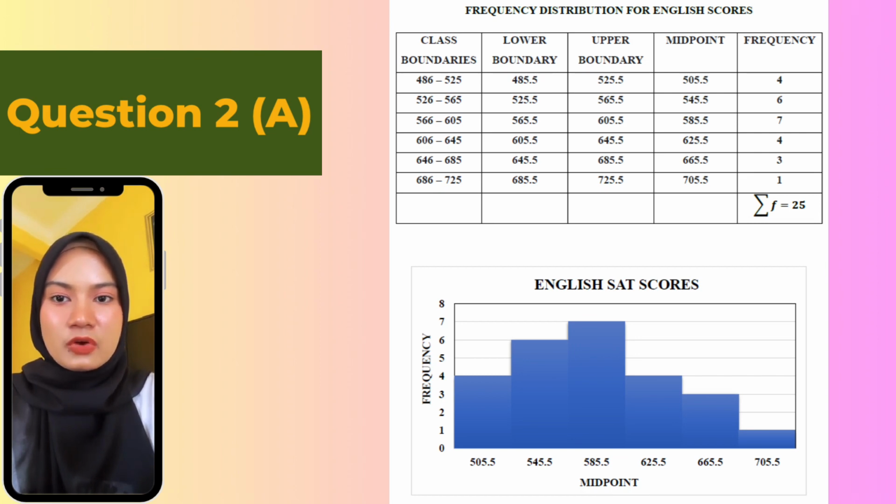So this is the histogram of English set score using a midpoint at axis X, but on axis Y is frequency. For the first class, the midpoint is 505.5, the frequency is 4. The second class, the midpoint is 545.5 and the frequency is 6. Followed by the third class, the midpoint is 585.5 and the frequency is 7. Followed by the fourth class, the midpoint is 625.5 and the frequency is 4. Next, the midpoint is 665.5 and the frequency is 3 for the fifth class. The last class is 6. The midpoint is 705.5 and the frequency is 1.